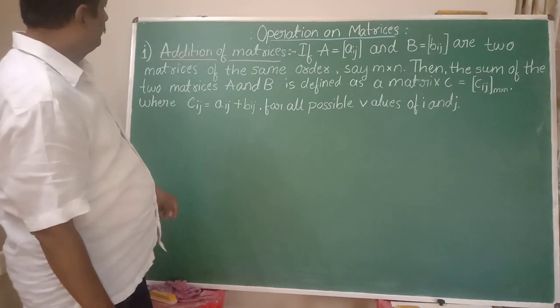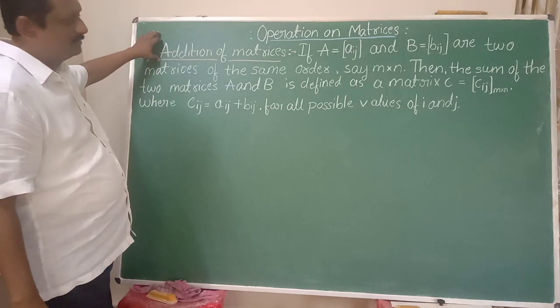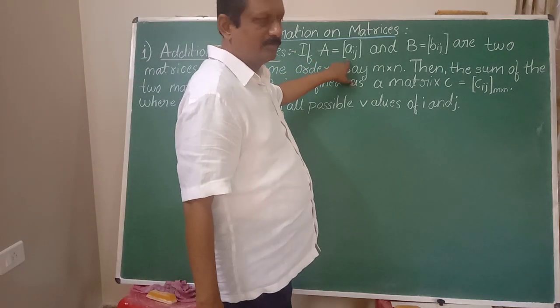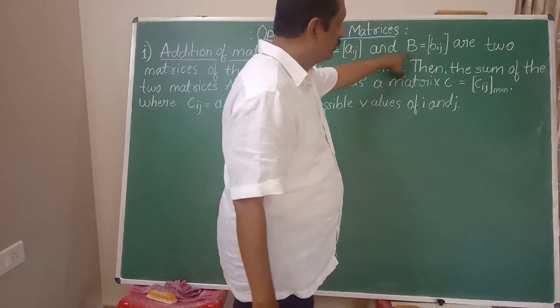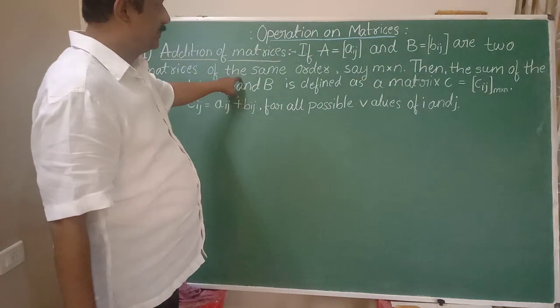On matrices. First, the addition of matrices. If A is equal to Aij, it is one matrix here. B is equal to Bij, it is one more matrix. Two matrices of the same order.